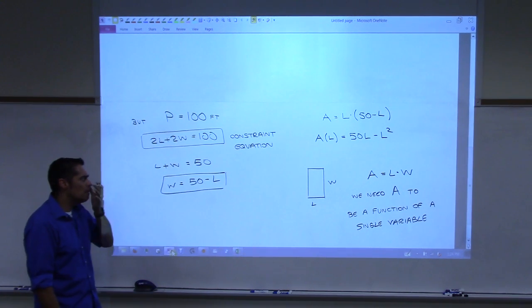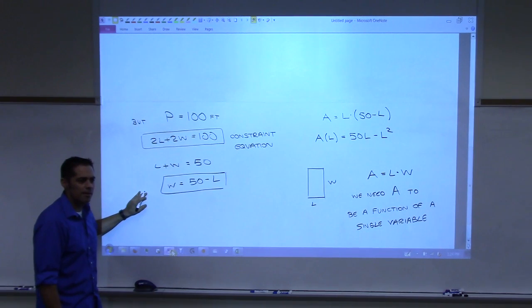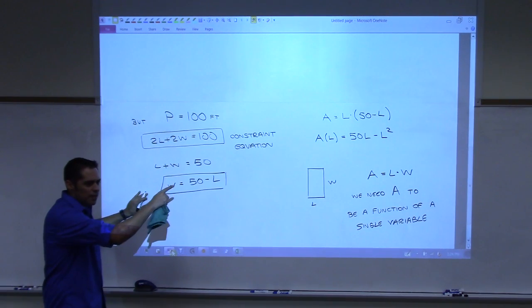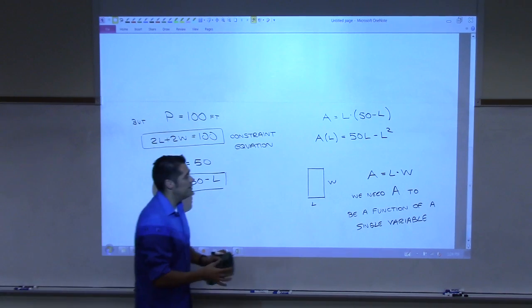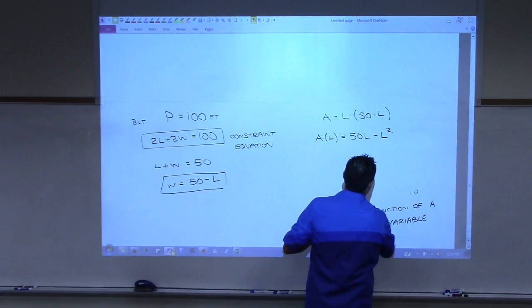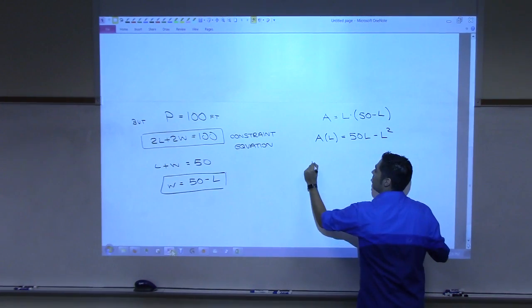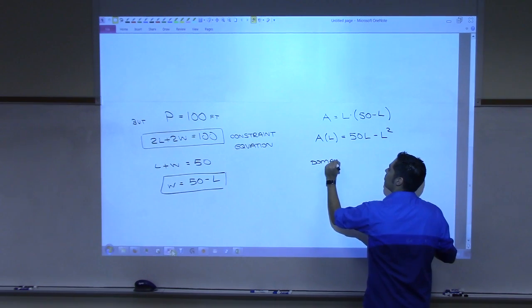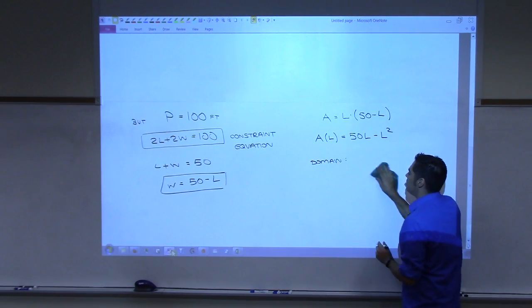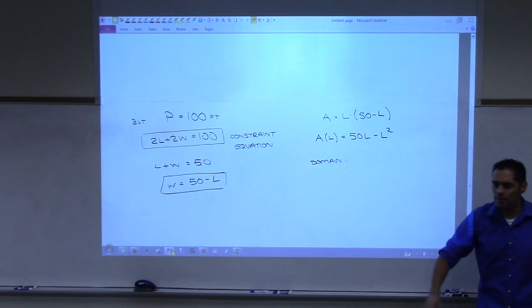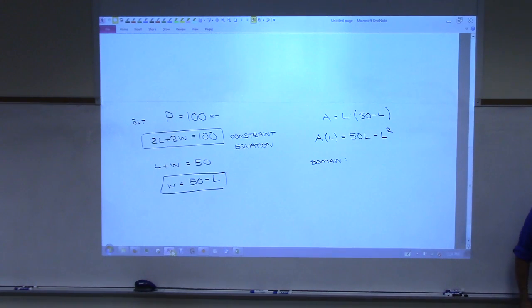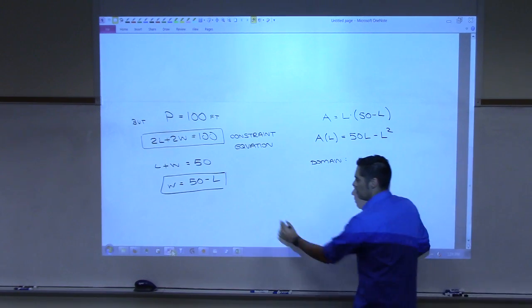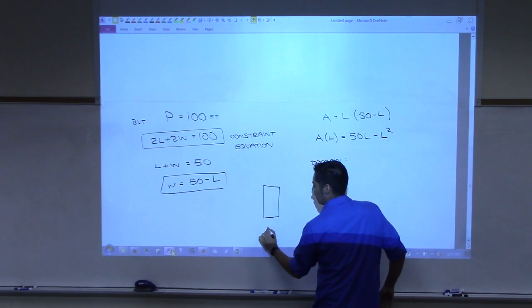Just reason this out a little bit, all right? What is the domain of this function A? So what is the independent variable? L is the independent variable, right? So when I say domain of this, I want you to consider L. And I want you to think about what the smallest and biggest it can be. Or can you even constrain it? Is there a smallest L you can have? If you take up the constraint equation.